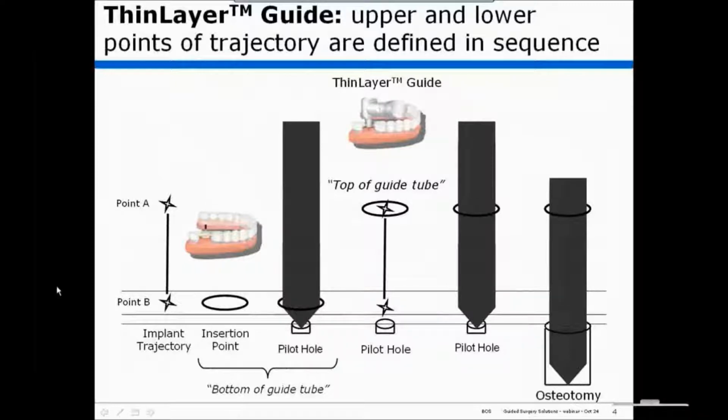With the ThinLayer guide, the upper and lower points of trajectory are defined in sequence. Initially, an insertion point on the gingiva or bone, which can be a bleeding point or a small pilot hole, is created. And then we take a ThinLayer guide, which is analogous to the top of the guide tube, as the other point of the trajectory. When you connect these two points by putting the tip of the drill in the pilot hole and another portion of the drill through the guide, you now have a defined trajectory, and you can drill and prepare an osteotomy. This is quite different from the conventional tube guide.